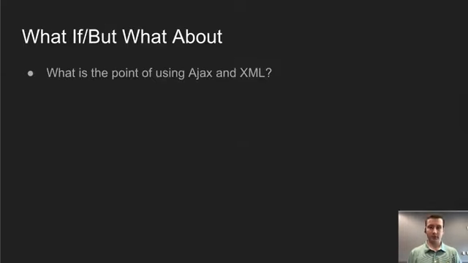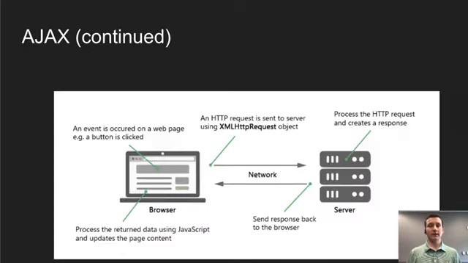What is the point of using Ajax and XML? Ajax applications might use XML to transport data, but it is equally common to transport data as plain text or JSON text. Ajax allows web pages to be updated asynchronously by exchanging data with a web server behind the scenes.